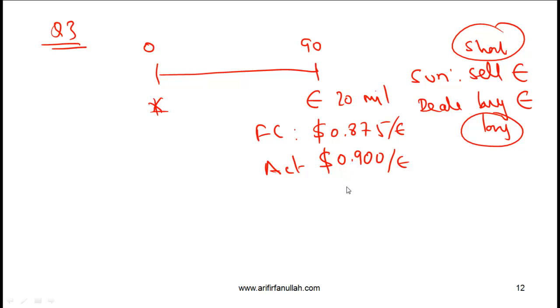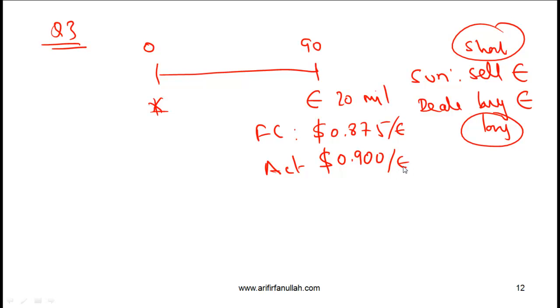So what has happened here? The euro has actually appreciated or strengthened. Why do we say that? Because in the forward contract we are saying that each euro is worth $0.875, but what actually happens 90 days later is that each euro is worth $0.9. So the euro has strengthened, or it's become more expensive, or we can say that it has appreciated.